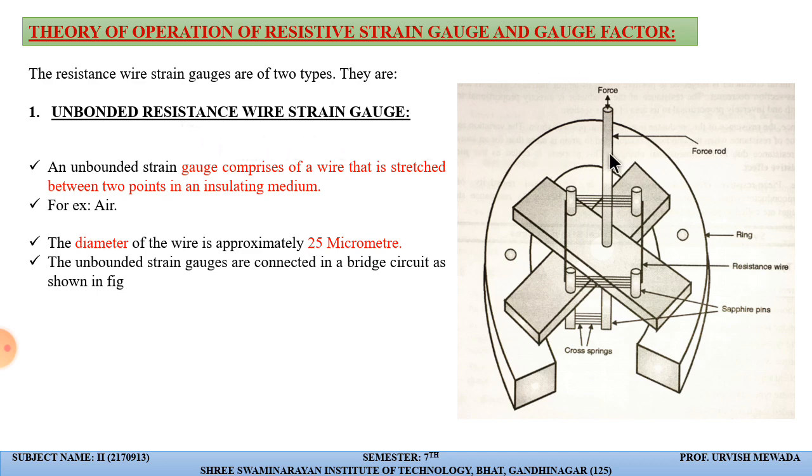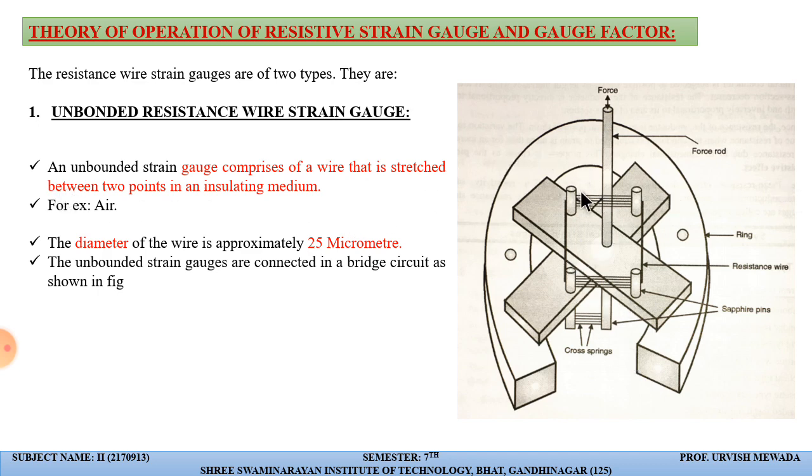In this diagram you can see this is the spindle, or this is the arm on which we are applying the force, and with this arm two plates are connected with the wire, or we can say resistance wire. This is the ring on which this whole structure is mounted, and as we apply force on this rod, the wire gets stretched, and due to the stretching of the wire its resistance will change. We use that principle for the measurement of strain.